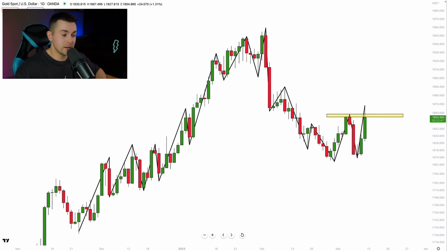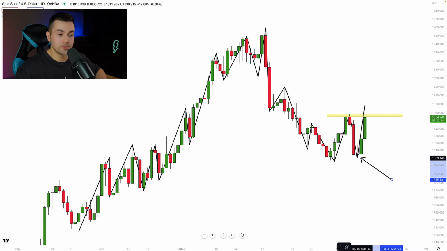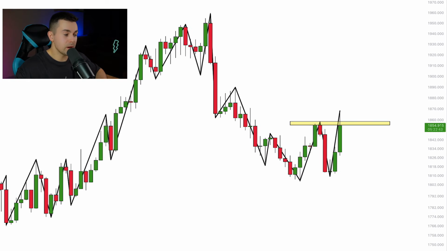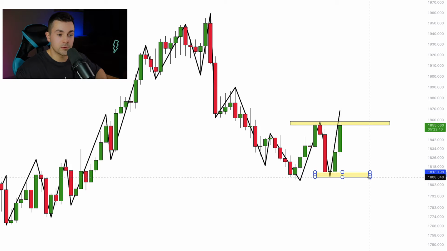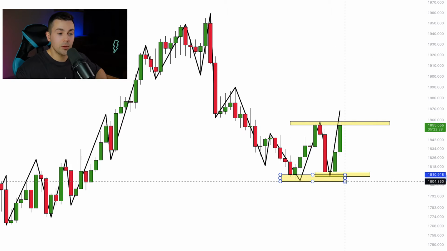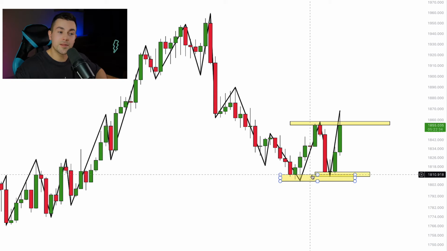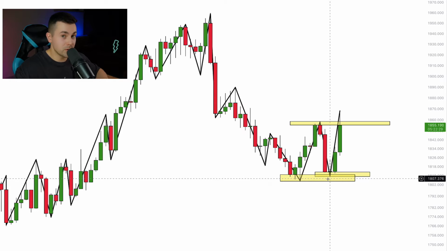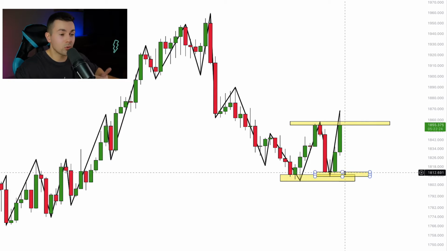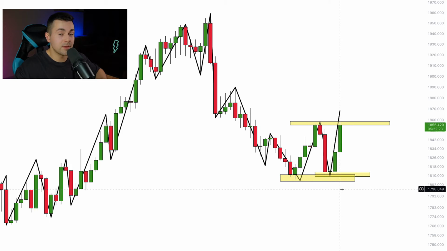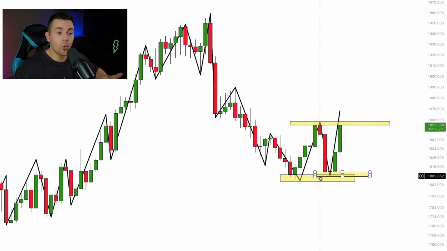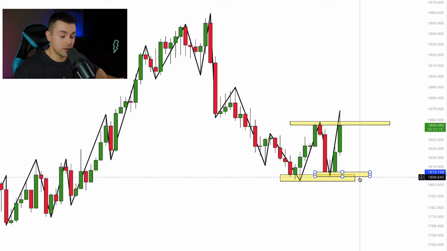Now let's take a look at the price action right here. So it looks like we have a very strong structure support right here, and we have a very strong support right here. And the fact is that these two supports are lying very close to each other. And in order to correctly perceive the structure right here, I always recommend to unite these two structures in one.